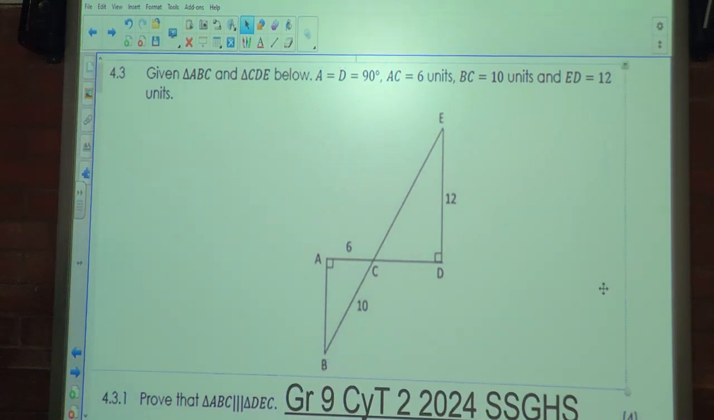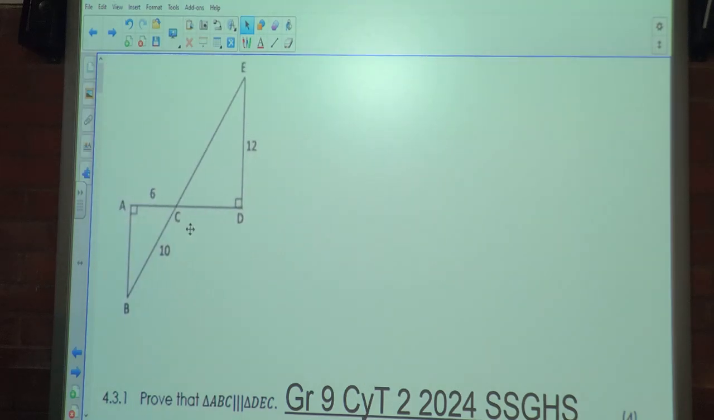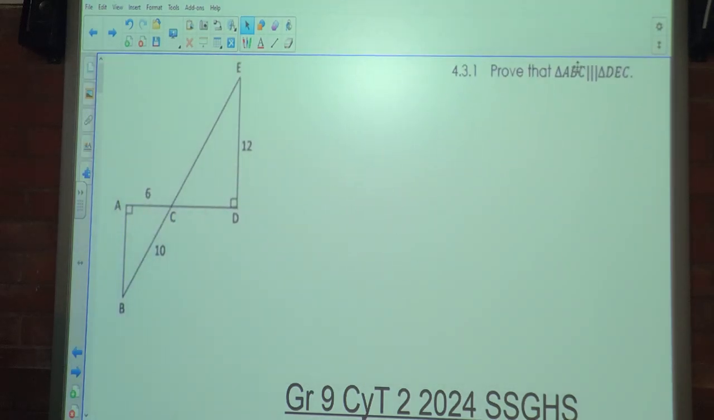Given triangles ABC and DEC below. Angle A is equal to angle D, which is 90. Length AC is 6, BC is 10, and ED is 12. We need to prove that these two triangles are similar, for 4 marks.